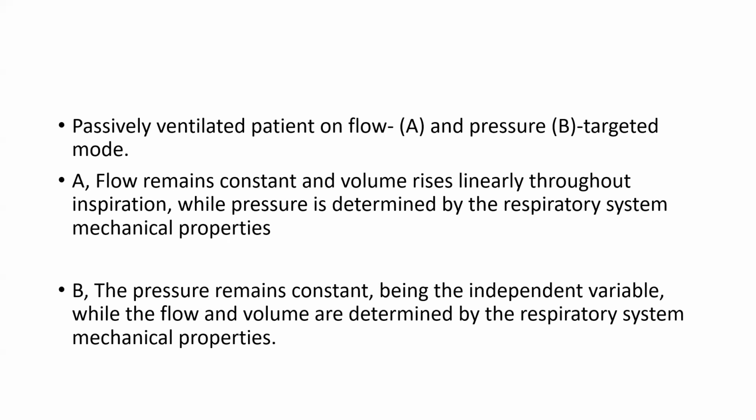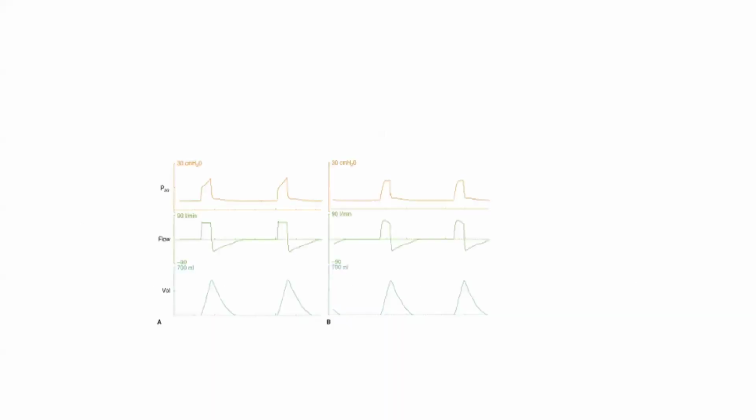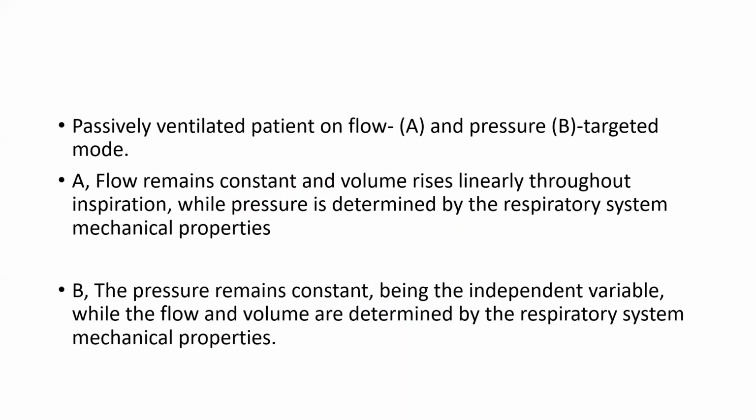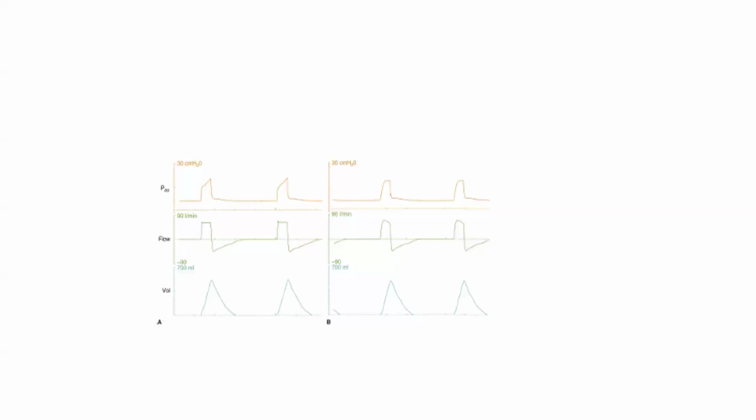So we'll have a look at the diagram again. Here flow is constant and volume is increasing linearly, and the pressure is determined by the respiratory system. Whereas in diagram B, the pressure remains constant and becomes the independent variable, while the flow and volume are determined by the respiratory system. As we can see, the upper line represents the pressure, which is constant.